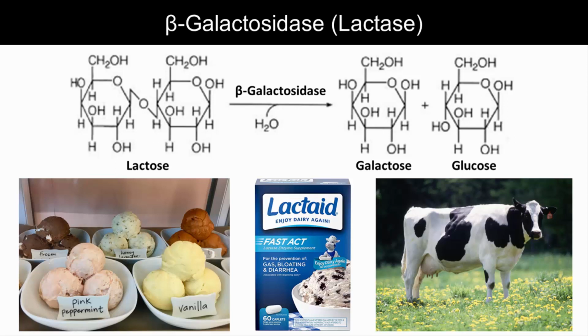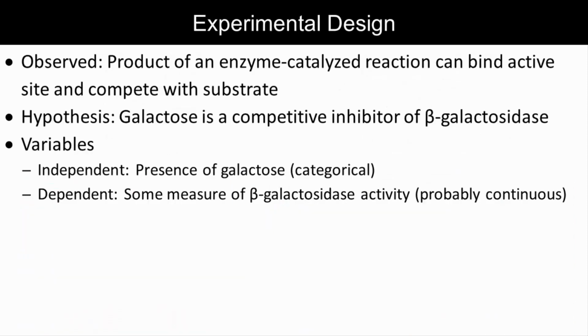Given the importance of this enzyme, we want to develop a thorough understanding of how its function is impacted by other molecules. Let's design a sample experiment now. From past studies, I know that the product of an enzyme-catalyzed reaction can inhibit the enzyme. It can bind the active site and compete with the substrate. So let's hypothesize that galactose is a competitive inhibitor of beta-galactosidase.